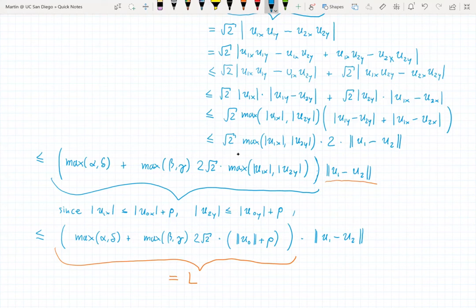Now, to simplify things, I know that the x-coordinate and y-coordinate of U0 can be bounded from above by the Euclidean norm of U0. So I get, in the last step, the following coefficient in front of the distance of U1 and U2, namely the maximum of alpha and delta plus the maximum of beta and gamma times 2 times square root 2 multiplied with the Euclidean norm of U0 plus rho.